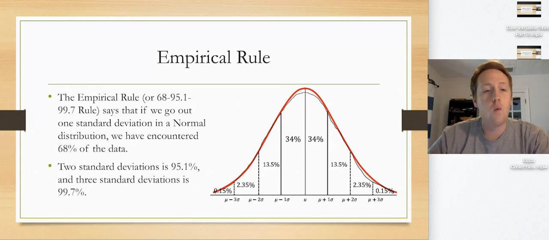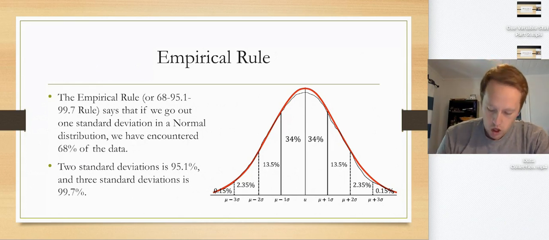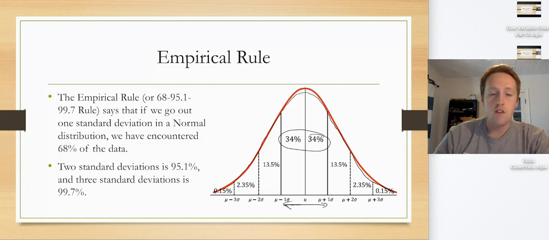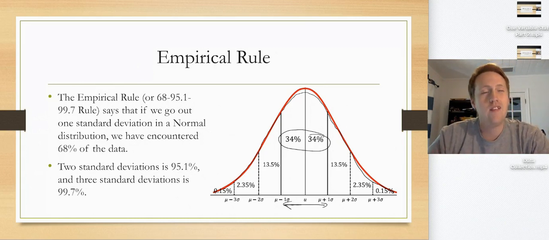It says that if we go out one standard deviation, so we start at the mean, and we go down a standard deviation and up a standard deviation, that's 68% of the data. If we go out two standard deviations, we get 95%. Three standard deviations is 99.7%. This doesn't come up all that much because we have normal CDF at our disposal, which I'll talk about in a second, but we should know it.